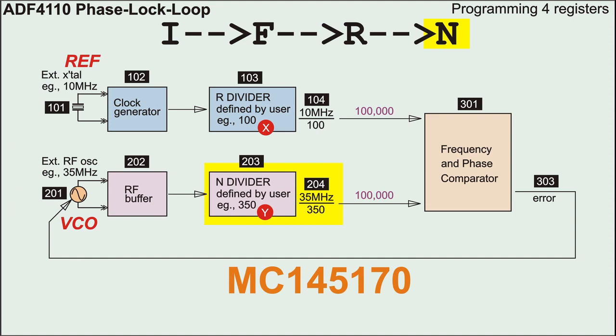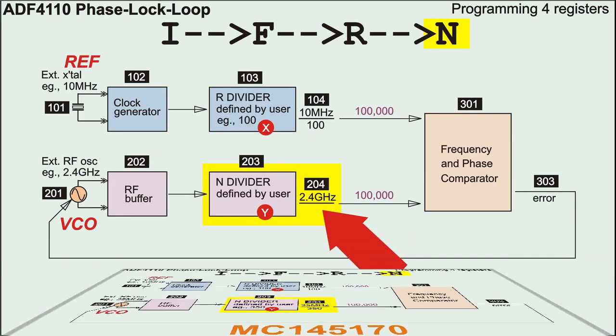In the MC145170, two specific numbers X and Y are used to divide the reference and the VCO. In this example, X is 100 to set step size 100 kHz and Y is 350 to divide the VCO down from 35 MHz to the same 100 kHz for comparison. At 35 MHz, the frequency is not high enough to create a problem.